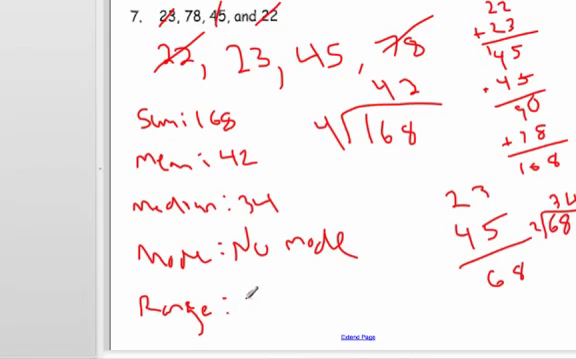And finally, the last thing here is the range. We would do 78 minus 22, the biggest number minus the smallest number. And we should get 56 for the range.